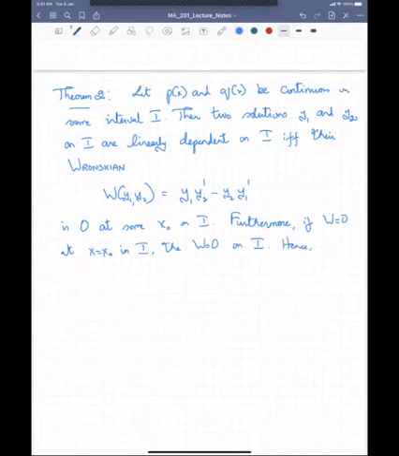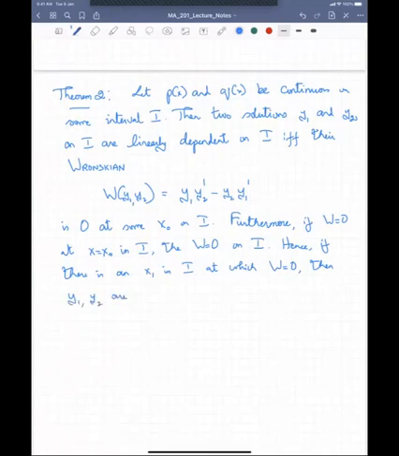Hence, if there is an x1 in I at which w is not equal to 0, then y1, y2 are linearly independent on I. So there's a whole bunch of statements I wrote here, and you can also find these statements in a textbook, but let us try to understand what this means.